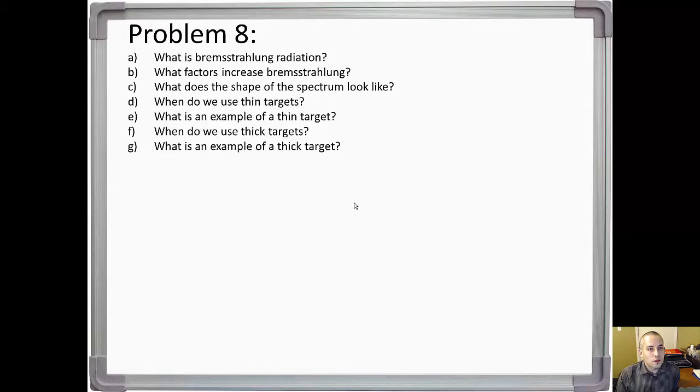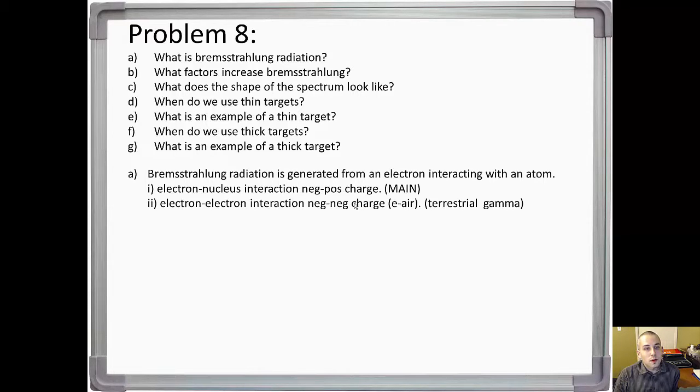So part A, what is Bremsstrahlung radiation? Bremsstrahlung radiation is generated from an electron interacting with an atom. There are two kinds, but the first kind is the dominant interaction, and that's from electron-nucleus interaction, or a negative-positive charge. So this is the main Bremsstrahlung interaction.